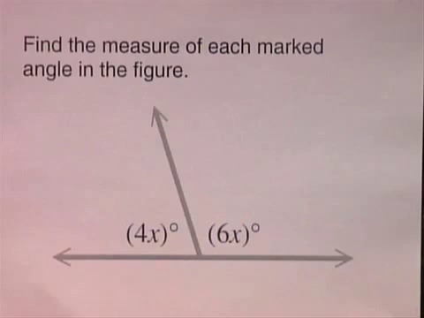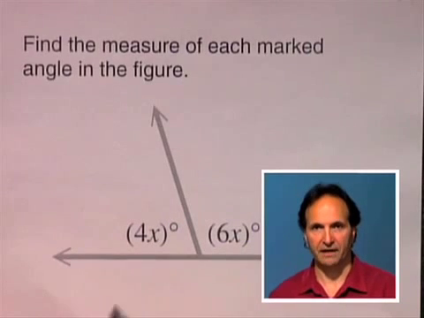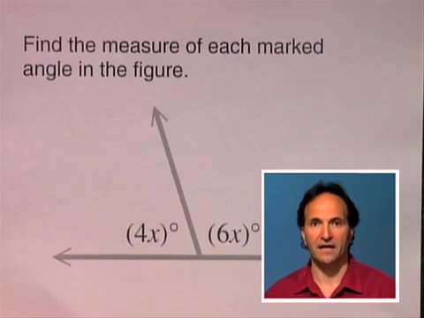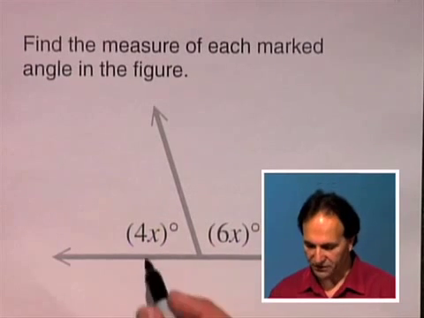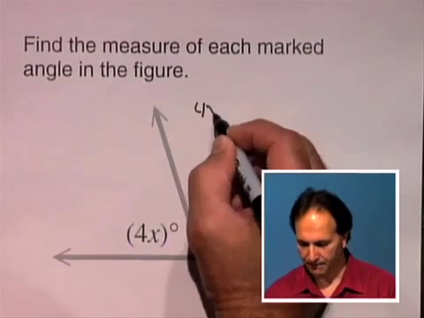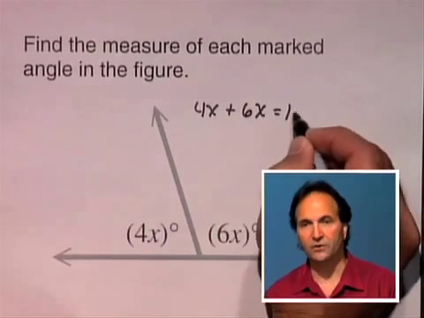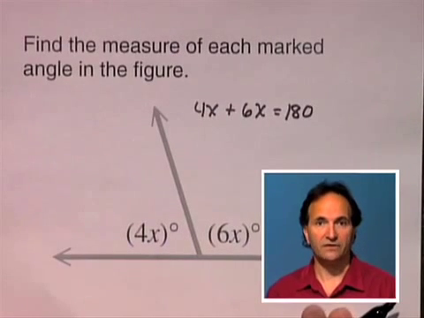Now let's take a look at part B. Find the measure of each marked angle in the figure. And this time we have a straight line that's formed by the two angles, and therefore a straight line, which is 180 degrees, means that these two angles are supplementary. Their sum is 180 degrees. So we set up an equation which tells us 4x plus the 6x is equal to 180 degrees. And that's the equation that we'll solve for x.